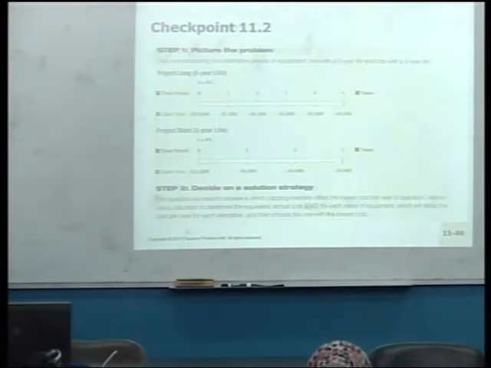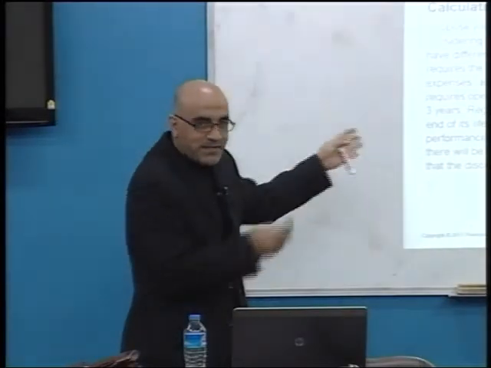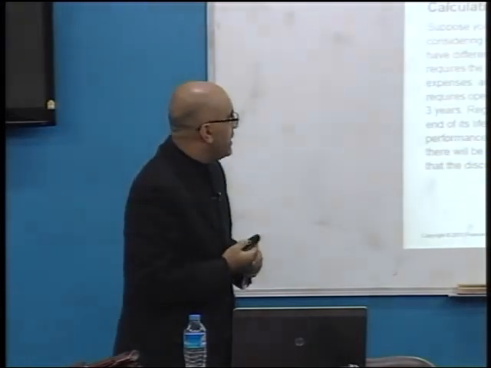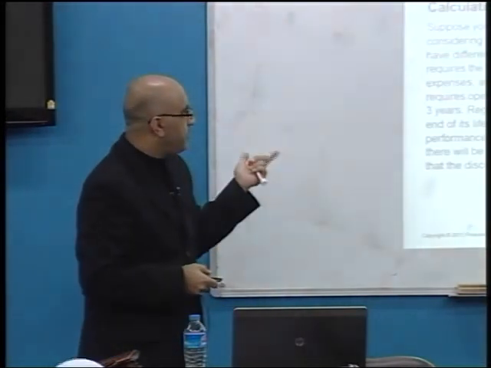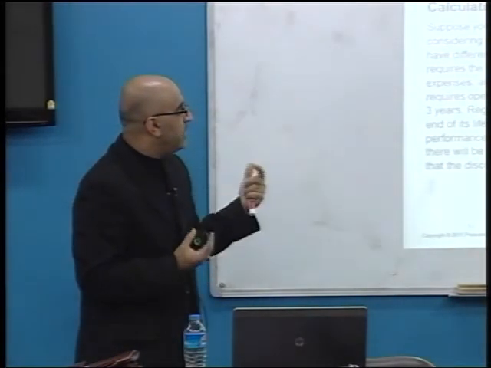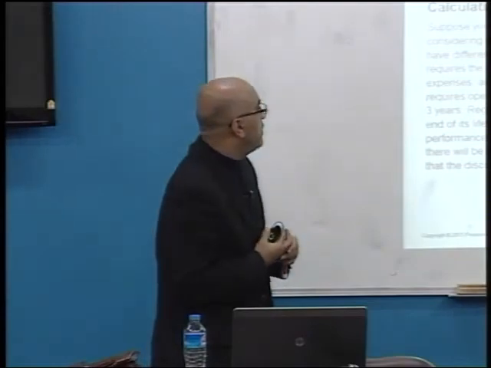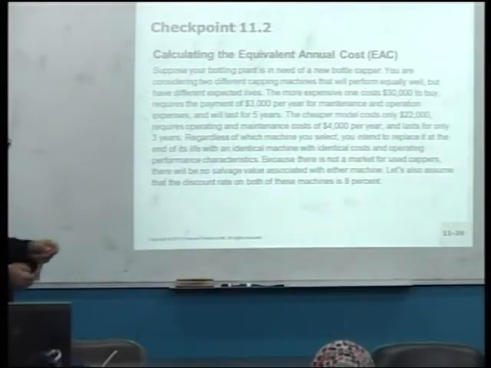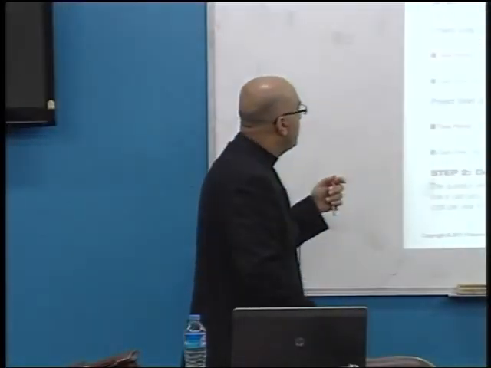Wow, it's big. Okay, to summarize these 1,000 words, this table streamlines the summary. This company wants to replace the old bottling machine with a new one, and they have two alternatives: one cheap and one expensive. We will see.